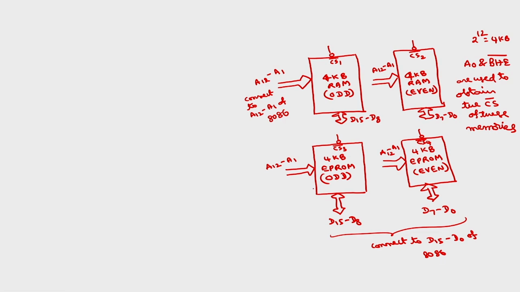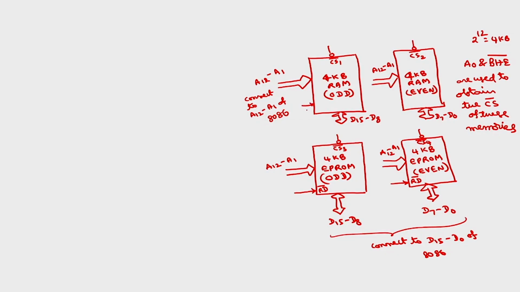And EPROM will be having only the read bar signal. This is the read bar signal, and this is also having the read bar signal. You connect this to the read bar signal of 8086. While discussing the pin diagram, we discussed that 8086 will be having the read bar signal. Whereas in case of RAM, we will be having both signals, read bar as well as write bar. You connect them to the corresponding read bar and write bar of 8086. So, these are the different signals.